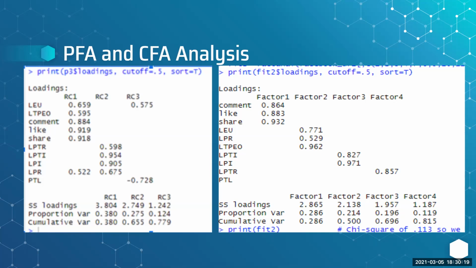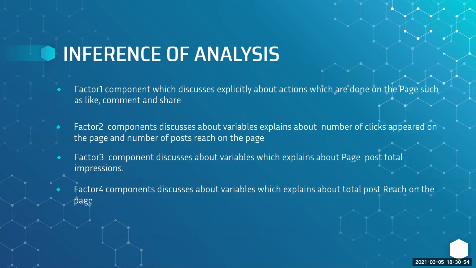This is the summary of results of principal factor analysis and common factor analysis. In principal factor analysis and common factor analysis, the results are almost similar, but the distribution of variance among the variables is categorized in common factor analysis, whereas in case of PFA, we are not able to categorize these variables among these factors. Next slide, please. These are the inferences of common factor analysis.